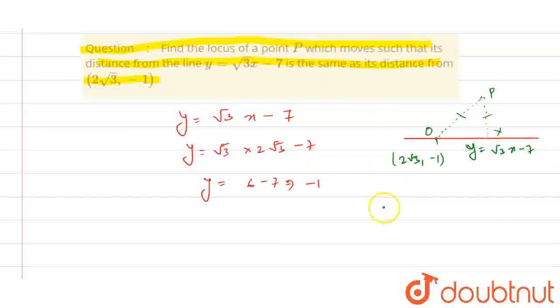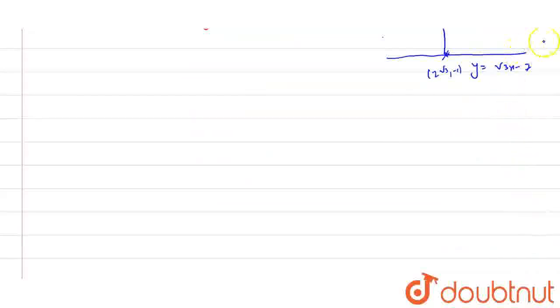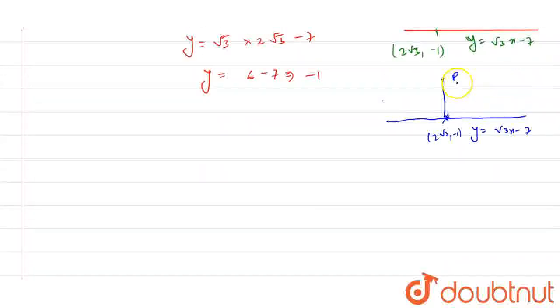This means that if the distances have to be equal, we have to say that the locus, that is point P, is at the perpendicular distance from the line y is equal to under root 3x minus 7. That means the locus P should be perpendicular to the line, and it will meet at the point 2 under root 3 comma minus 1. Then only it will be the same distance. So now from here we can say that this P locus is at the perpendicular distance from the line. Let this point be C, this be O, and this be D.